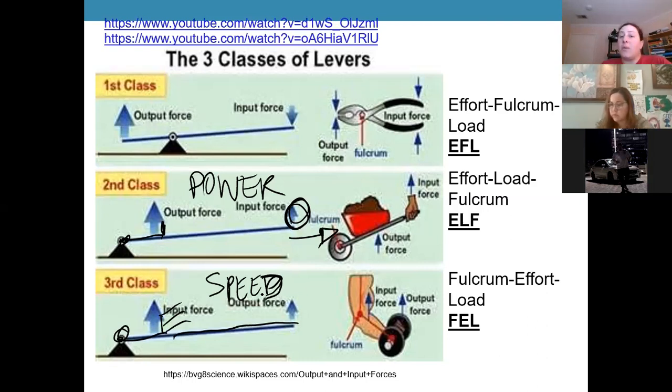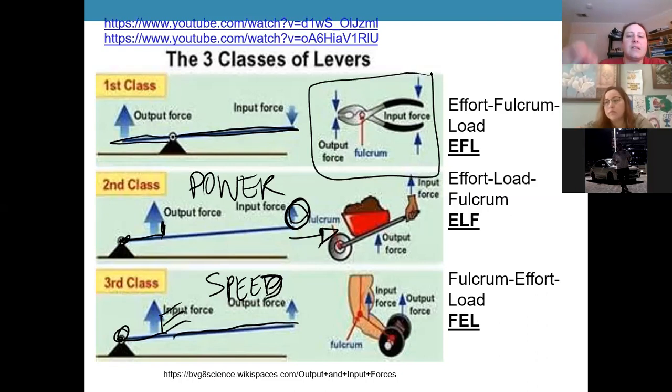First class levers can go either way because when you have your lever arms separated like that, it depends on the length of each arm, right? I don't know just by having a first class lever whether it's going to be a power lever or a speed lever because I need to actually measure the distance between the fulcrum and the effort versus the fulcrum and the load.